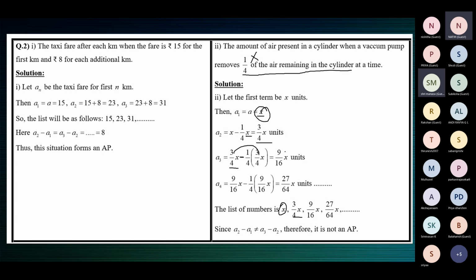So when you work this, you get 9/16X. Now 9/16X is remaining in the cylinder. Again 1/4 of what is remaining is removed. So 1/4 of 9/16X is removed, and this is again the remaining value. It goes on like that.